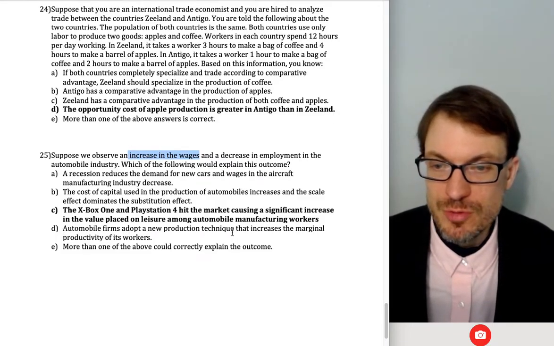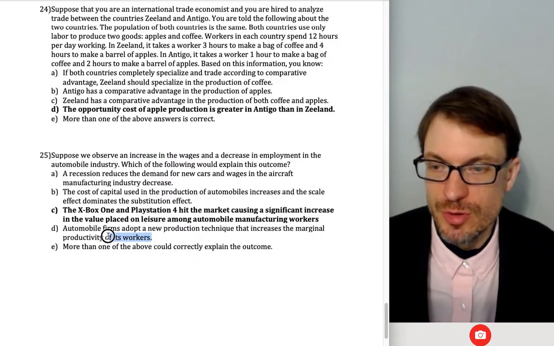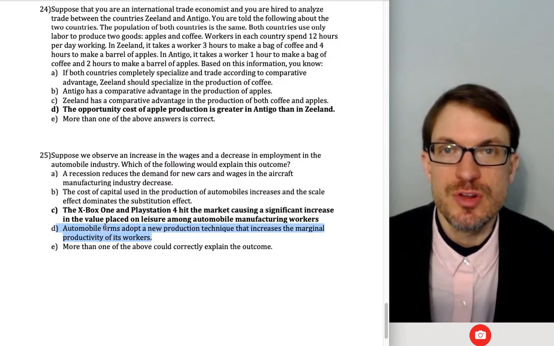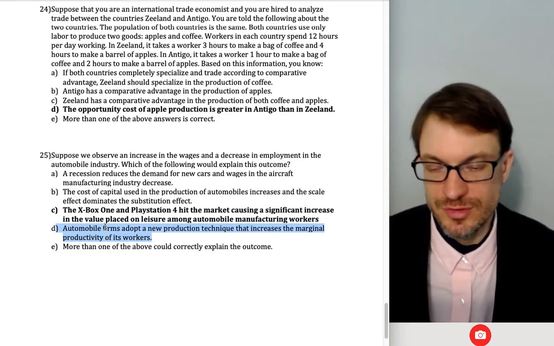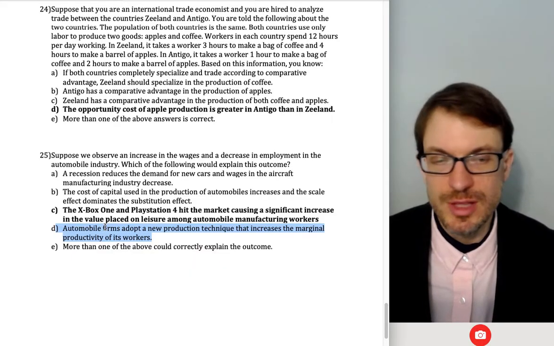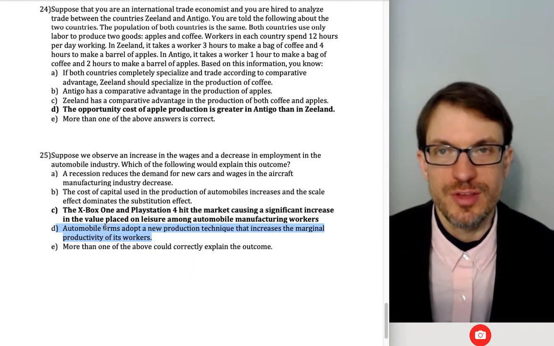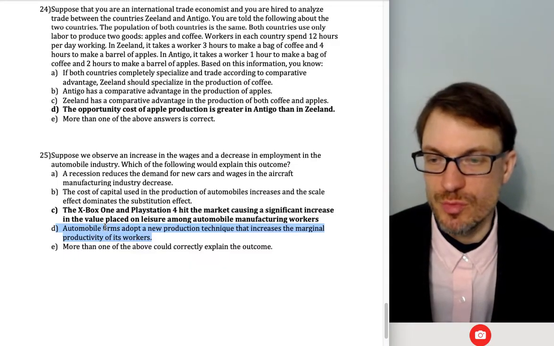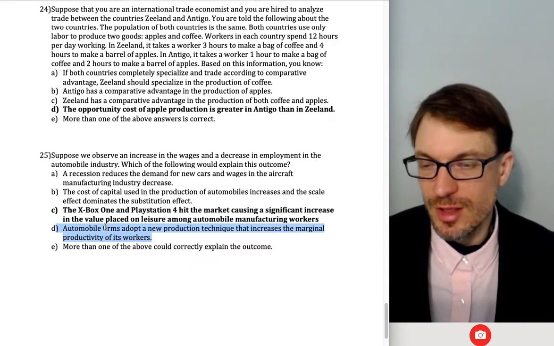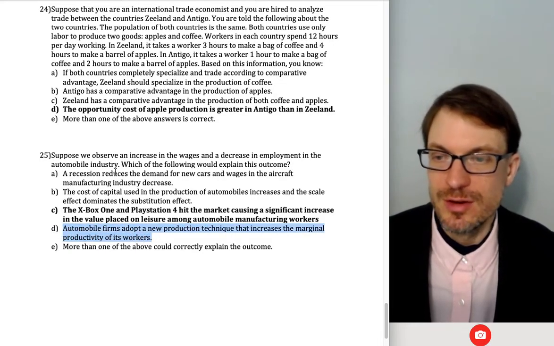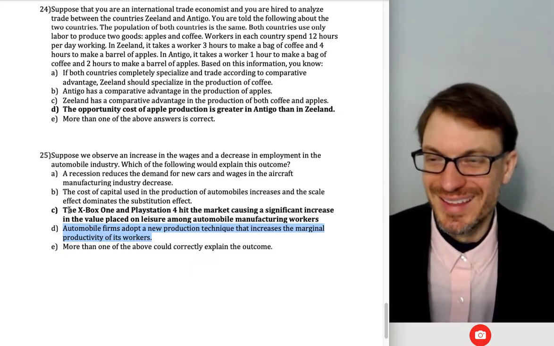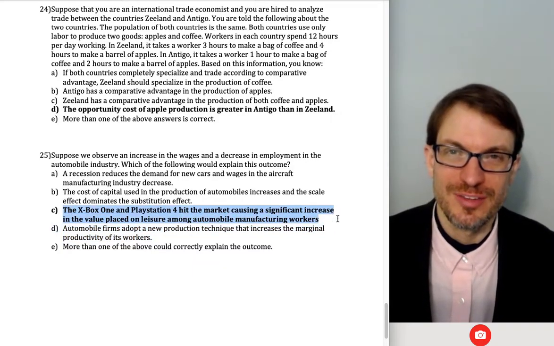Automobile firms adopt a new production technique that increases the marginal productivity of its workers. Oh, this will increase labor demand. Remember, marginal productivity is relevant for assigning wages. We're assuming we care about the marginal productivity, and we care about the market price, and that together jointly gives us our marginal revenue product, which would be equal to the wage of the last hired worker. So this is a leftward shift of the labor demand? No, because that's also going to give us a decrease in wages. So without even reading C, I know that's correct.